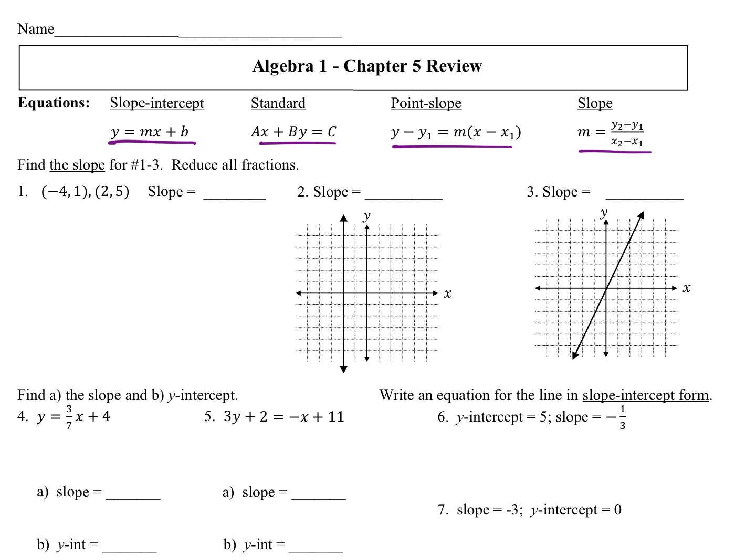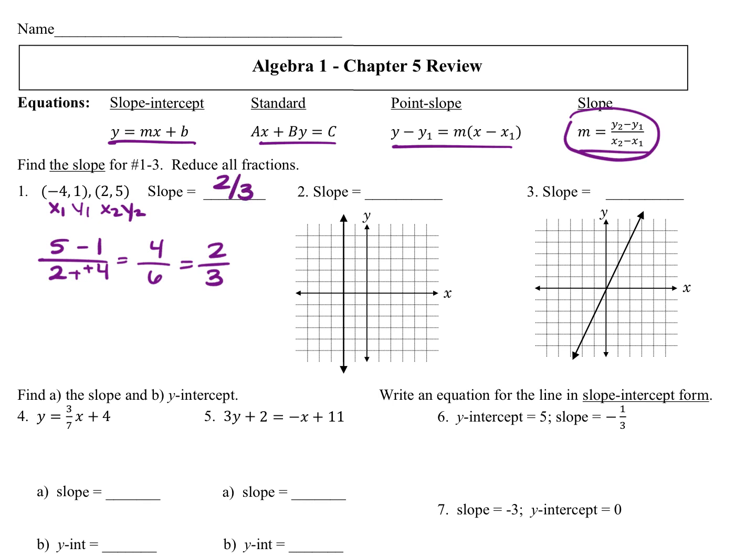That's for the first 3 problems here. And then if there are fractions that can be reduced, you always want to reduce those. So if this is x1, y1, and x2, y2, remember it's a good idea to always label those. We're going to plug that into the slope formula. So to find the slope here, it would be 5 minus 1 over 2 minus a negative 4. So that's plus a positive. 5 minus 1 is 4, 2 plus 4 is 6, and like I said, we always want to reduce the fraction, so 4 over 6 is 2 over 3, so your slope would be 2/3 for that first one.